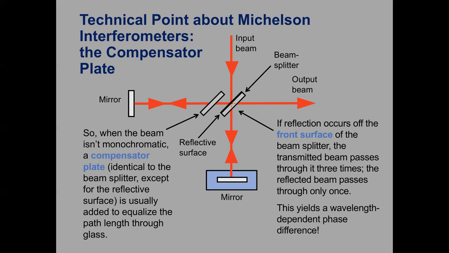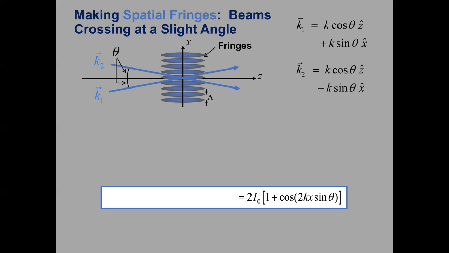The last thing I want to talk about is how we get fringes in space. So if you've seen the result of the Michelson-Morley experiment, you get fringes on the screen spread out in space, kind of like you would get from a double slit experiment. And that was kind of what I showed on the first slide in class today.